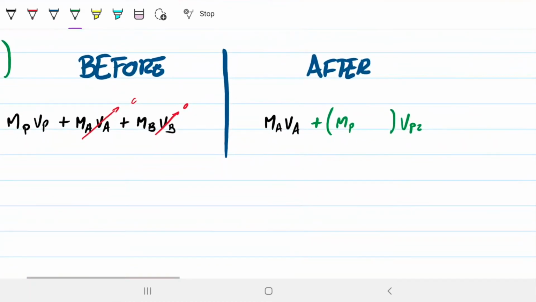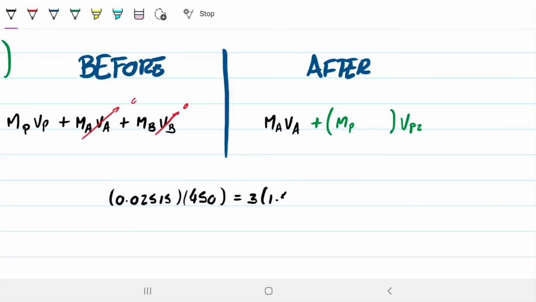And again, only one unknown, very straightforward. So that is the 0.02515 kilograms of the bullet that we found out before, times its original velocity, the 450, has to be equal, due to the conservation of momentum, to the mass of A, which is 3 kilograms, times the velocity A acquired, which is 1.5, plus the mass of the bullet, 0.02515, times the velocity that the projectile has as it's going from A to B.